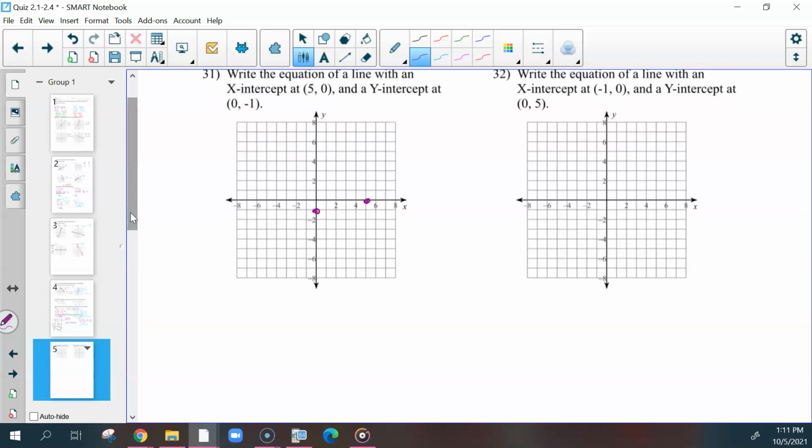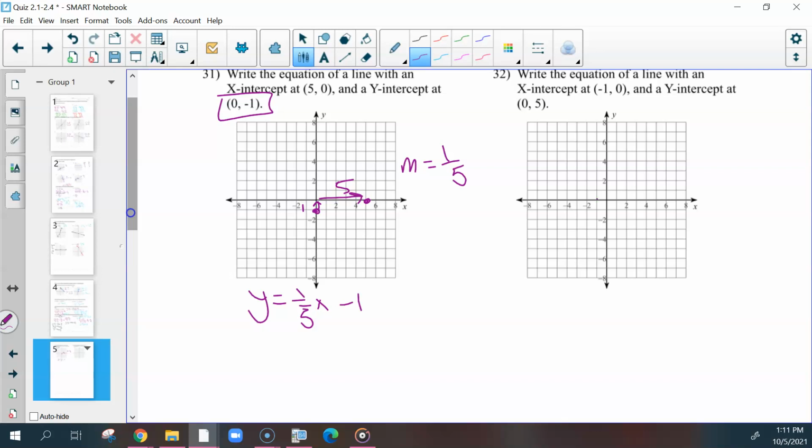For this part, I'm going to show you the easiest way to do this. So plot your x- and y-intercept. They gave you those. Then you can count your slope. This goes up 1 to the right 5. They gave you your y-intercept. So put those two things in an equation. It should be 1/5 x minus 1. And then do the same thing for the other one.